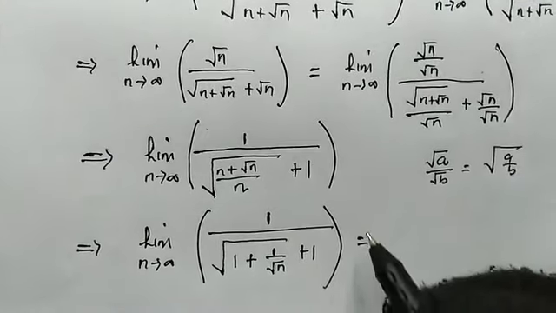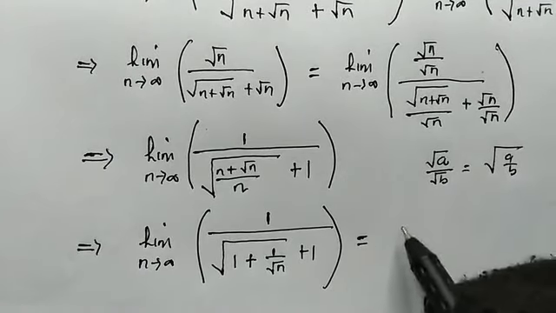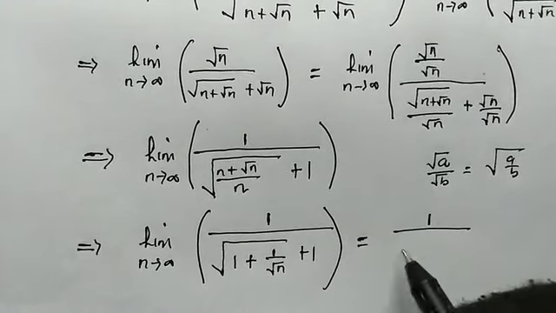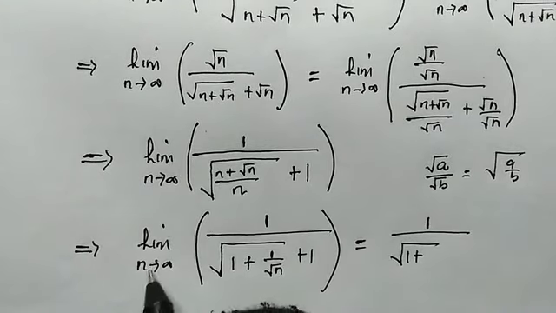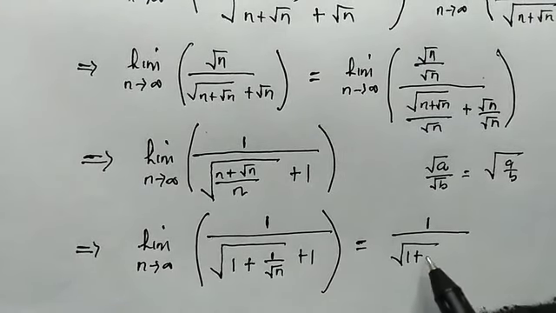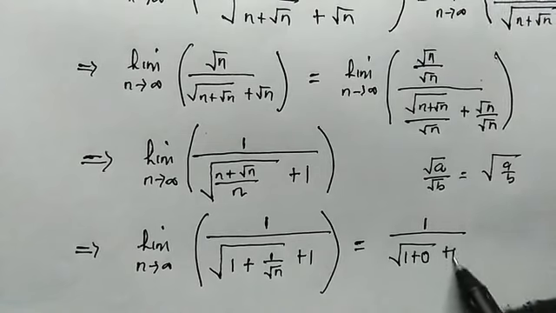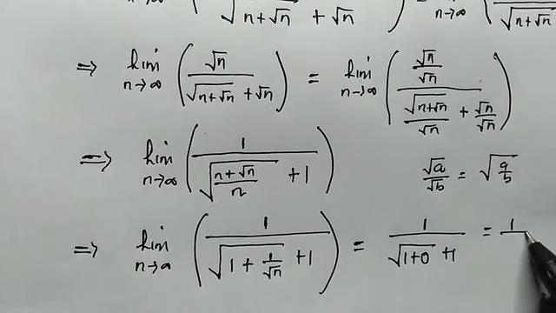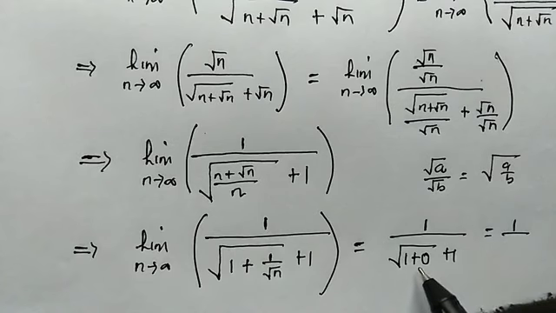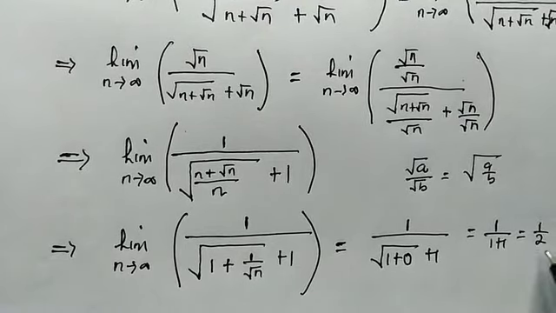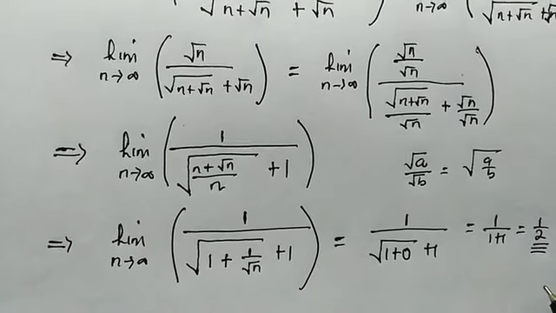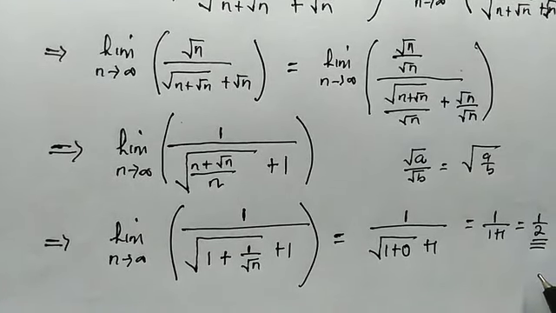And from here, we can make our direct substitution. So this will be equal to 1 divided by root of 1 plus, now 1 over root n as n tends to infinity is 0, right? So we have 0 here, then plus 1, which is equal to 1 divided by square root of 1 plus 0. 1 plus 0 is 1, square root of 1 is 1, so we have 1 plus 1, which is exactly equal to 1 over 2. And here we have proven it, that the limit equals 1 over 2.